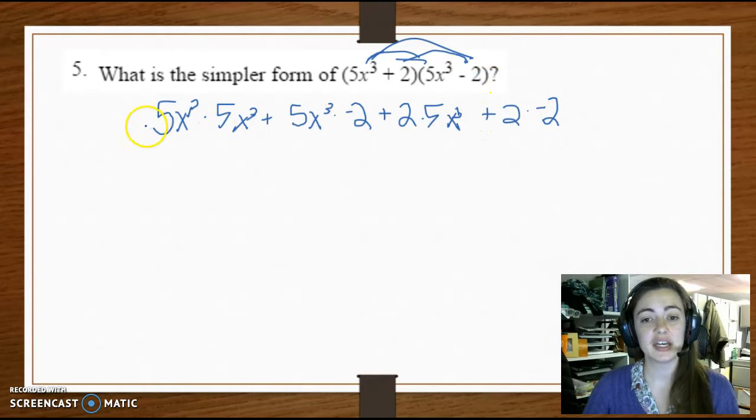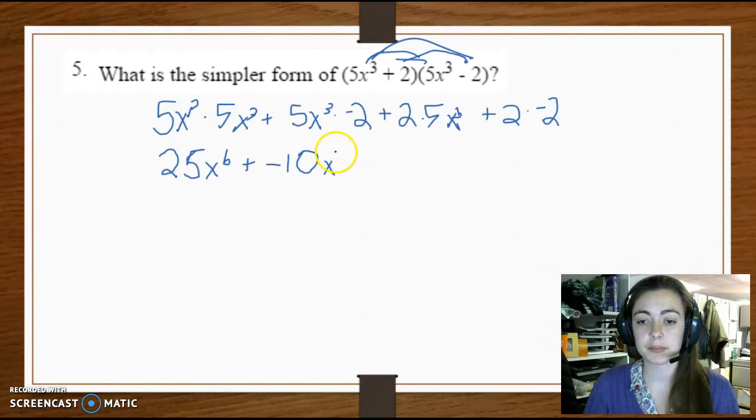Let's start simplifying. 5x to the third times 5x to the third: 5 times 5 is 25, x to the third times x to the third is x to the 6. Now 5x cubed times negative 2: 5 times negative 2 is negative 10, so we have negative 10x cubed. 2 times 5x cubed, 2 times 5 is 10x cubed. And 2 times negative 2 is negative 4.